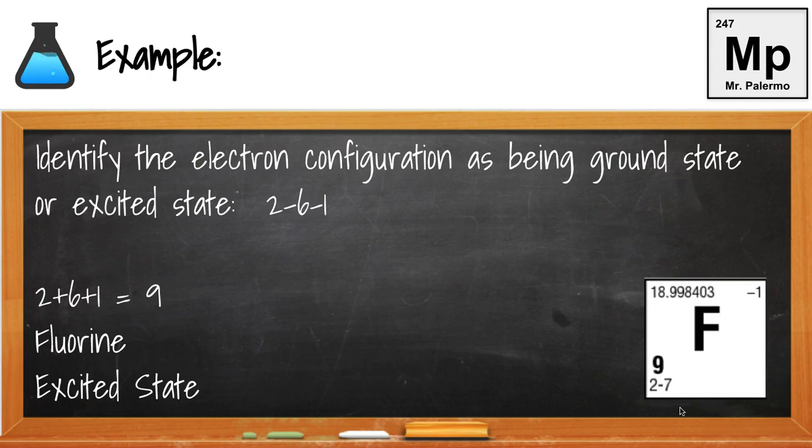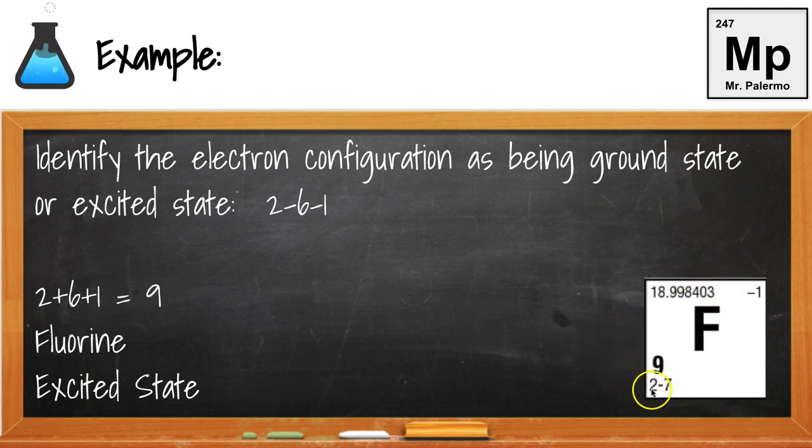So let's see some more examples. Identify the electron configuration as being ground state or excited state. So 2-6-1. The first thing I want to do is figure out which element this is. So 2 plus 6 plus 1 is going to give me 9. I look up element number 9 because 9 electrons equals 9 protons in the neutral atom. And I see that's fluorine.